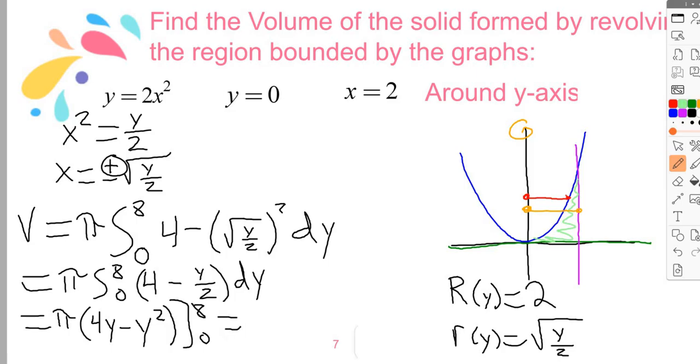So 4 times y, sorry, 4 times 8, by plugging in 8, gives us 32. Minus 8 squared gives us 64. What am I going to get if I plug in 0? Okay, 32 minus 64 gives us -32.